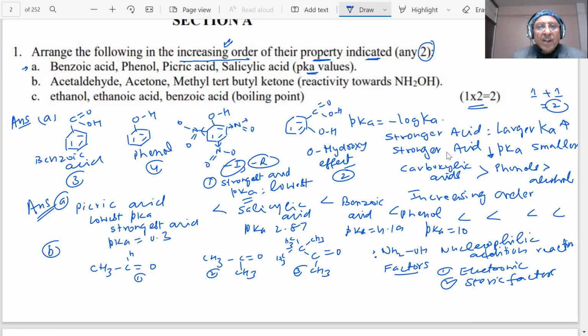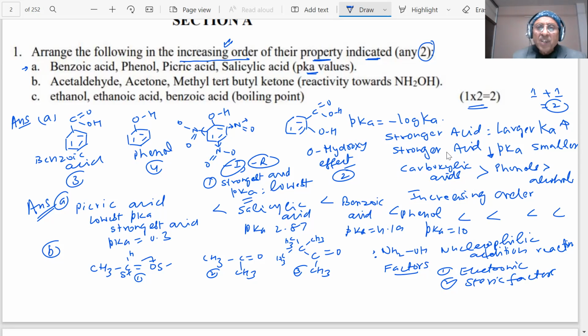What do you mean by this, student? You can see the attack is going to take place on this carbon, student. This is positive and this is negative. And the more positive it is, the more reactive. So aldehydes will be more reactive than ketones. But there is a steric factor. As the bulkiness will increase, the attack will become difficult. So there is a steric inhibition.